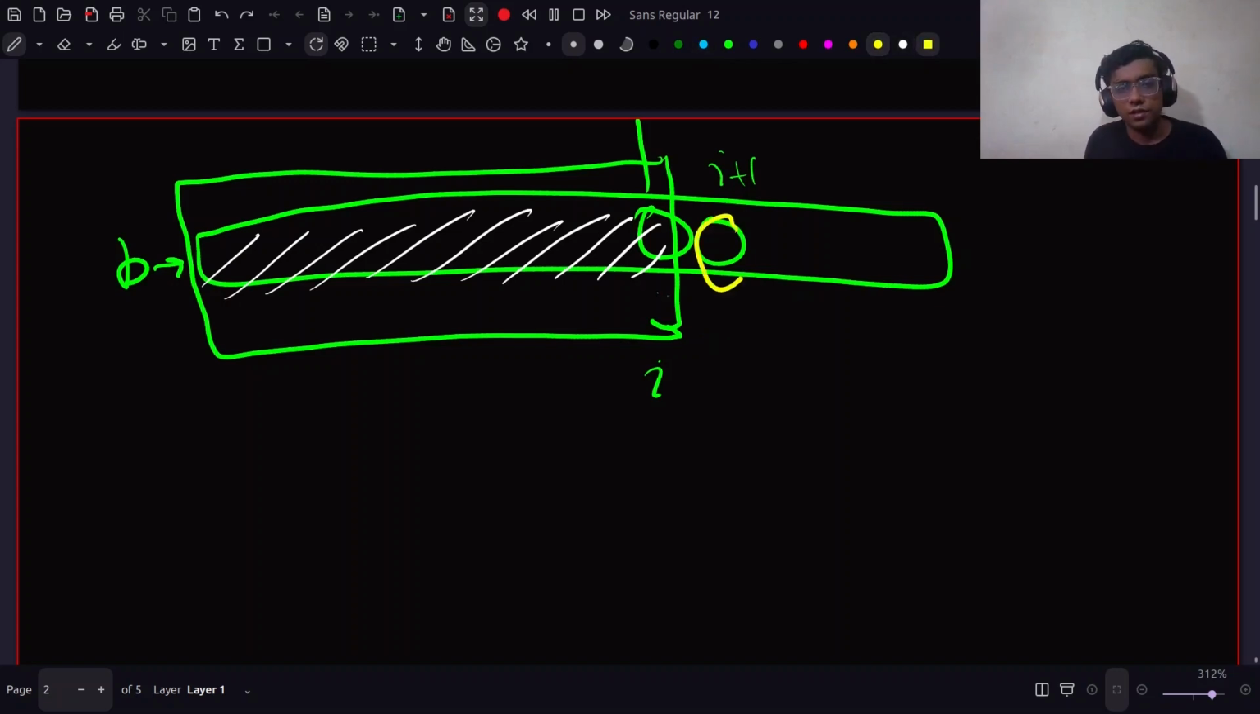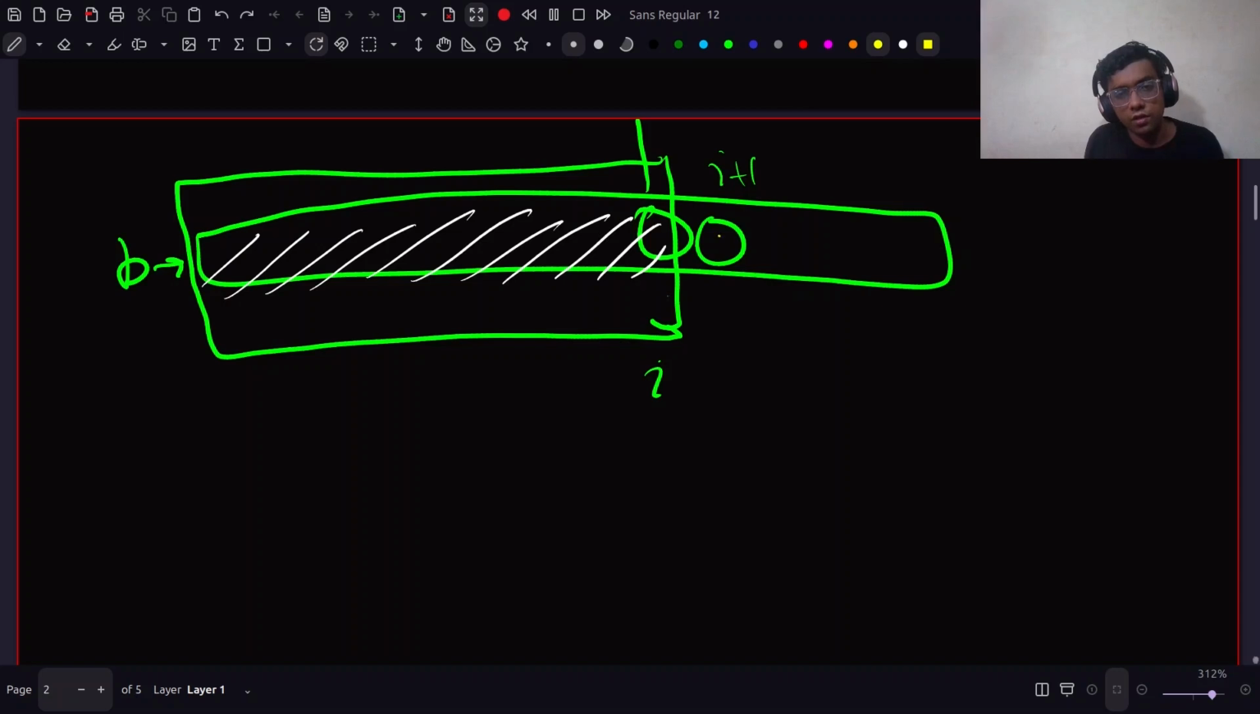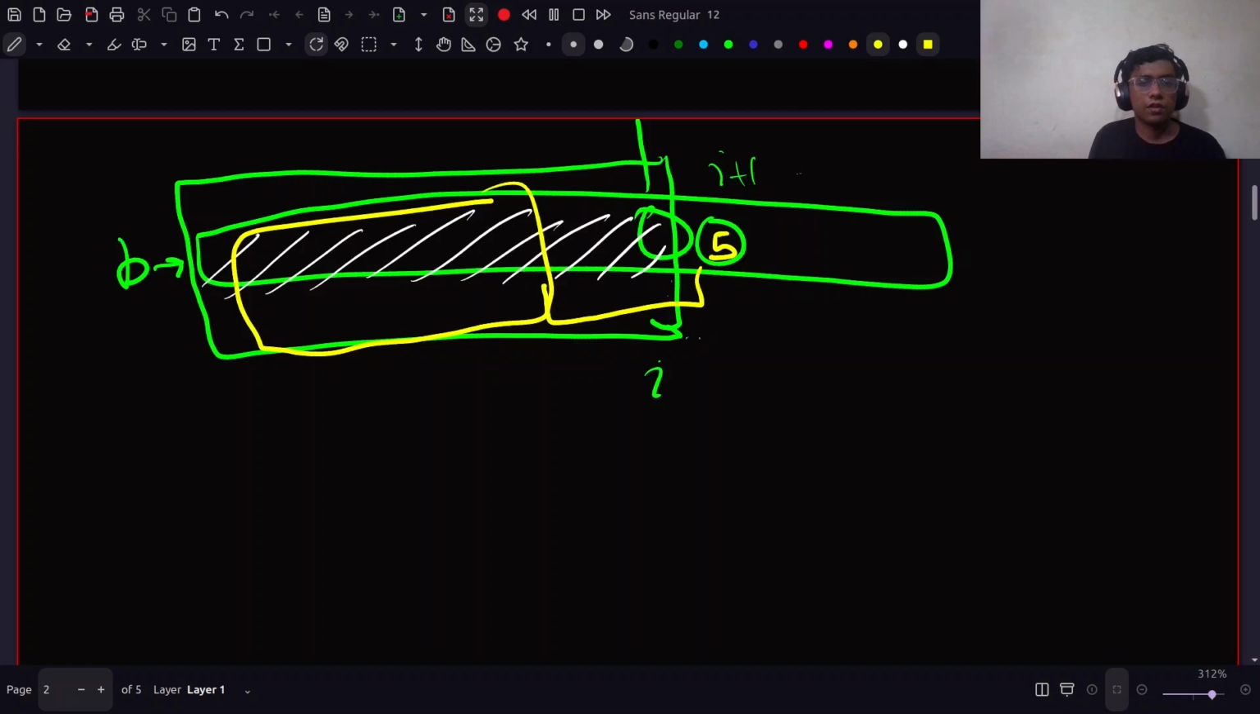And what we can say is, I want to know if this number is a valid end position of a chunk, right? Let's say there was the number 5 written over here. If the number 5 was written over here, that means 5 elements come here and the rest are again split into chunks, right?